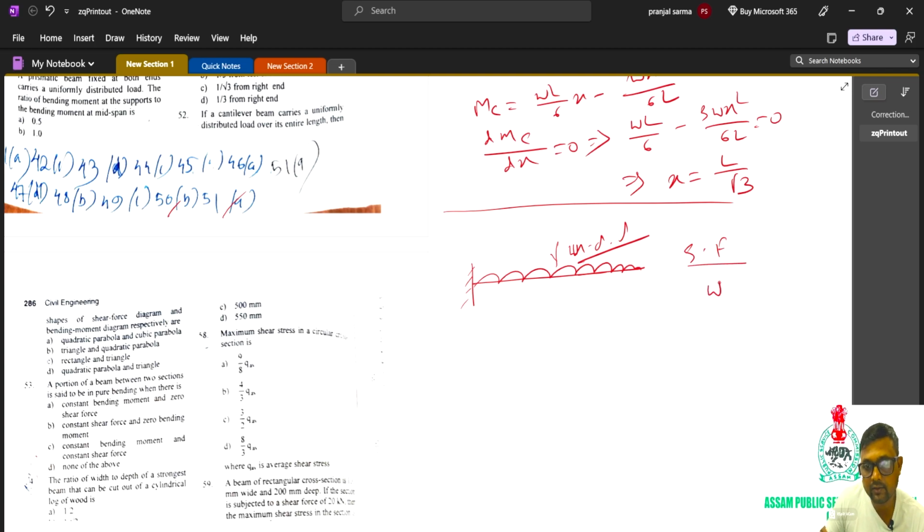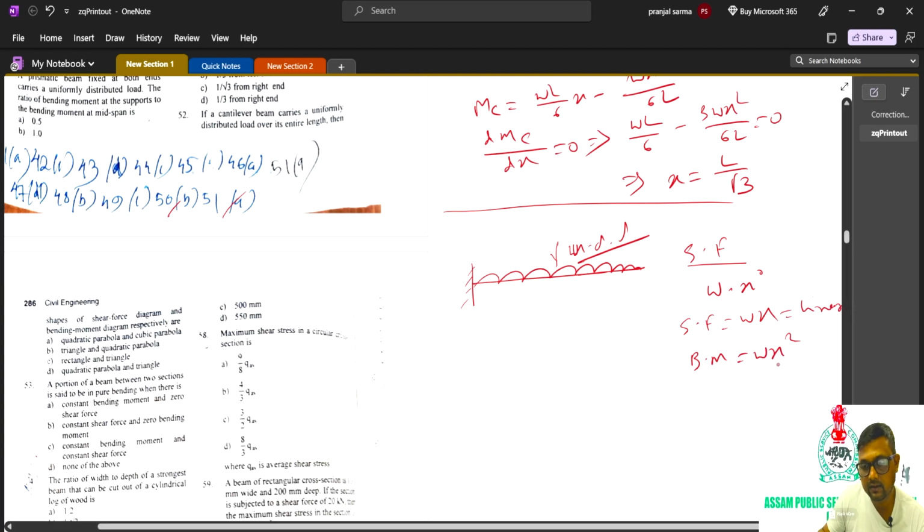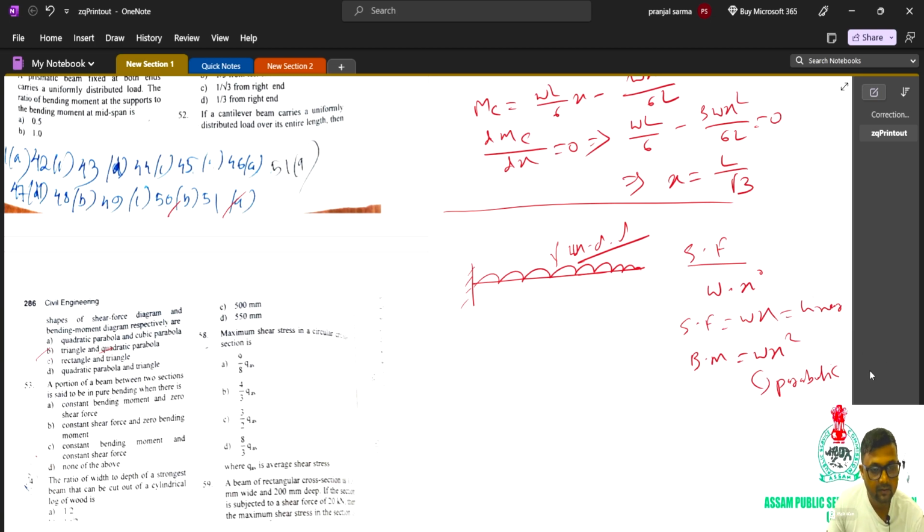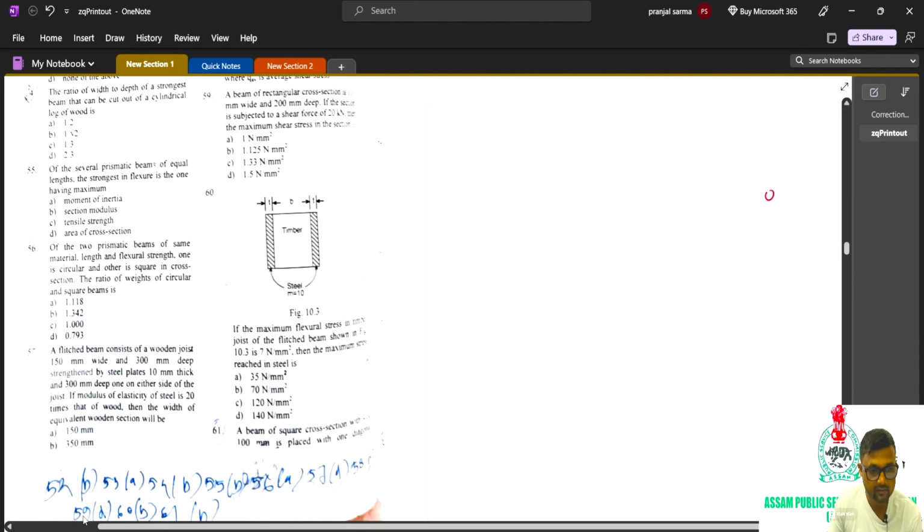Loading is W, so shear force is Wx, and bending moment is Wx squared by 2. This is linear, and this is parabolic or quadratic. So the answer: the shear force diagram is obviously triangular, and the bending moment diagram is quadrilateral. 52B is the correct answer.